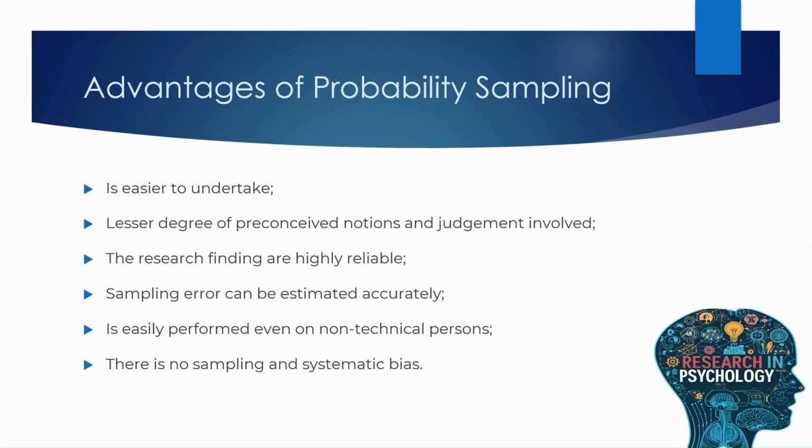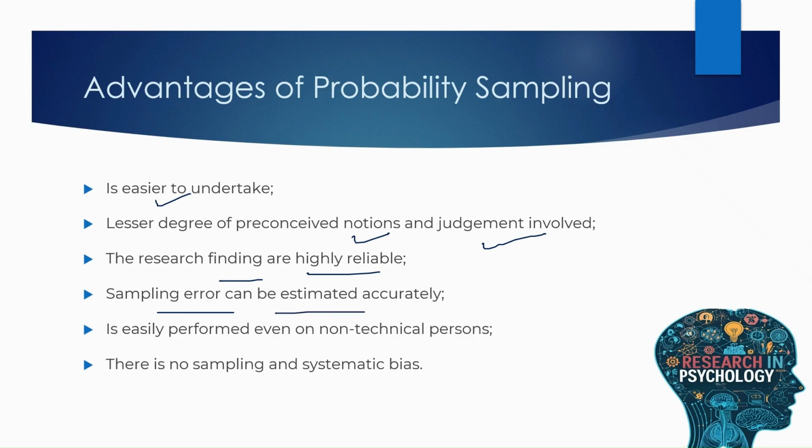Those were all the techniques of probability sampling. Let's look at the advantages of probability sampling. So it's easier to undertake, with a lesser degree of preconceived notions and judgment involved. We don't have to think about anything, like you don't have to judge the population or the sample. The research findings are highly reliable. Why? Because our sample is going to be a true representation of the population.